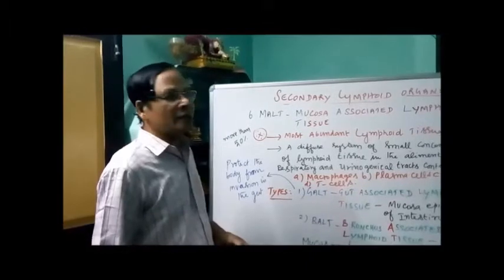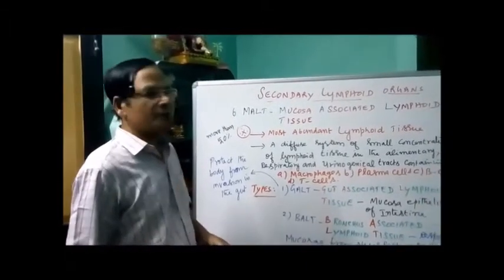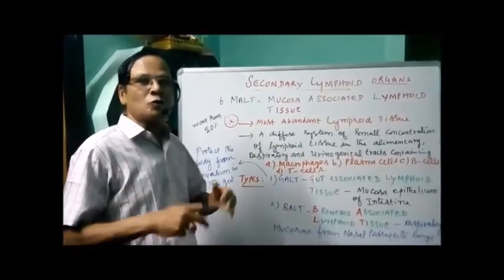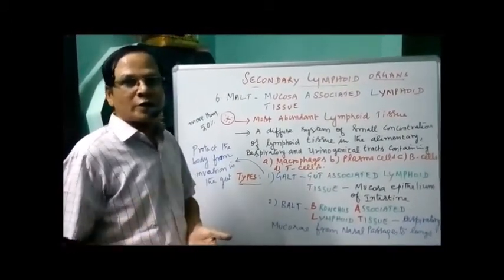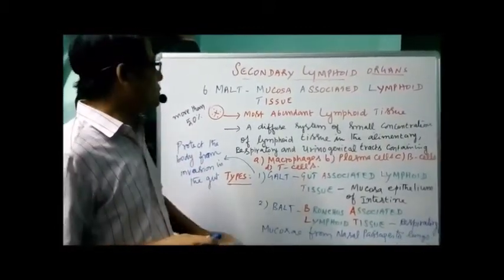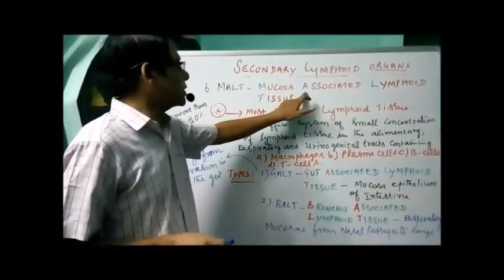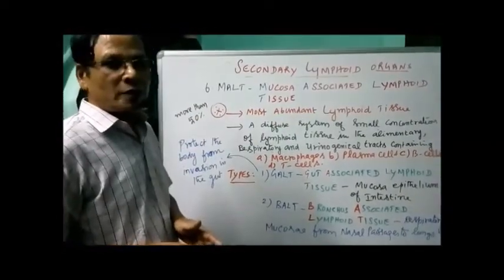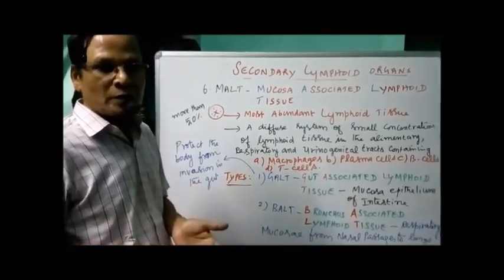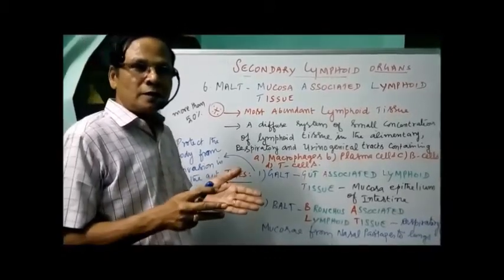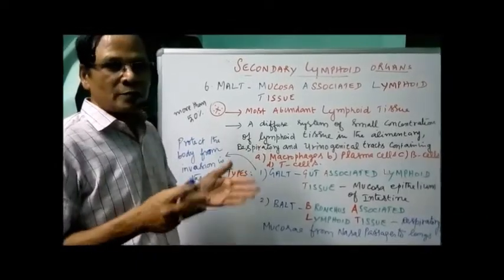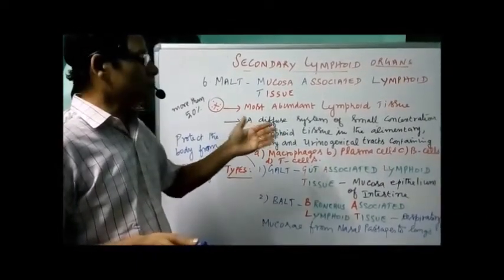The last secondary lymphoid organ is MALT. The name is given because it is found scattered in the mucosal layer of the alimentary canal, the respiratory tract and also the urogenital tract, hence called mucosa associated lymphoid tissue. It is a diffuse system of small concentrations of lymphoid tissue embedded in the mucosal layer, the innermost layer of the respiratory tract, the alimentary canal as well as the urogenital tract.